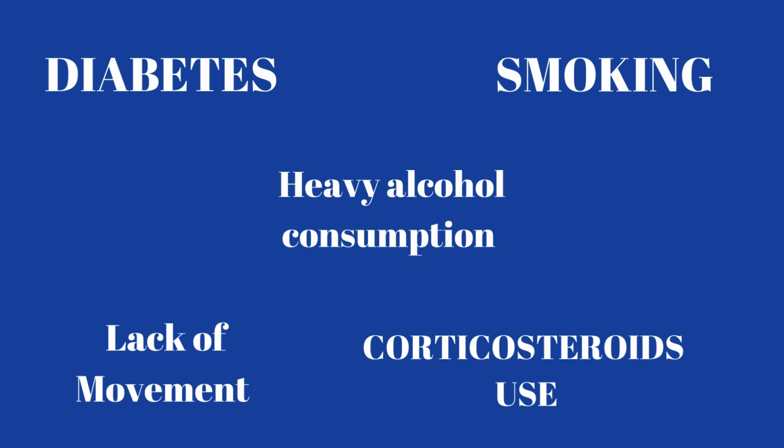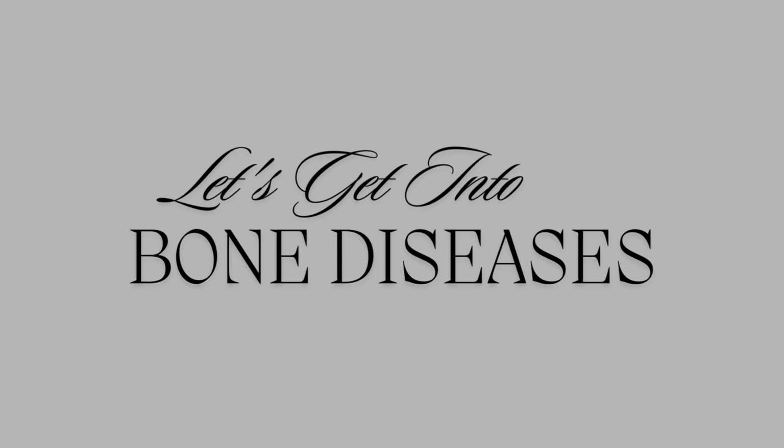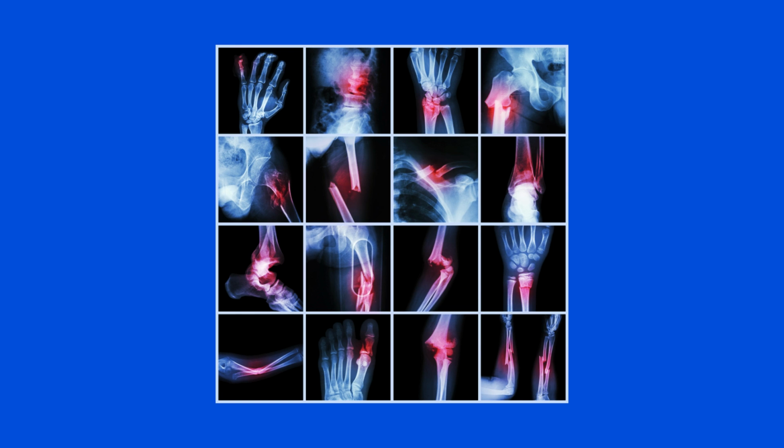Now, that was the causes of bone diseases, but right now I'm going to talk to you about diseases and conditions of the bone. So we have fractures. A fracture is a broken bone. You have three types of fractures: simple fracture, incomplete fracture, and a compound fracture.